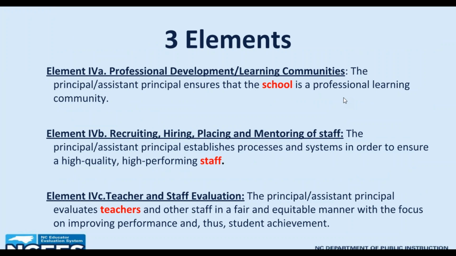So here we have element 4A, professional development and learning communities, and this is where we have a school focus. The principal or assistant principal ensures that the school is a professional learning community. Element 4B, recruiting, hiring, placing, and mentoring of staff. The principal and assistant principal establishes processes and systems in order to ensure a high-quality, high-performing staff. And element 4C, teacher and staff evaluation. The principal, assistant principal evaluates teachers and other staff in a fair and equitable manner with the focus on improving performance and thus student achievement.